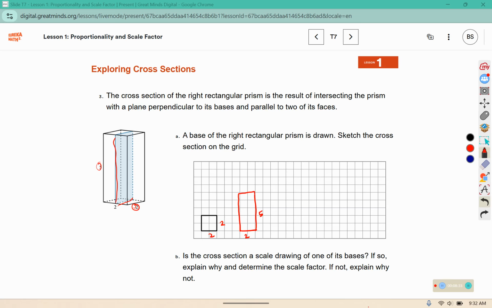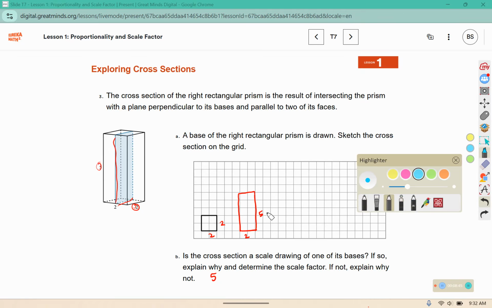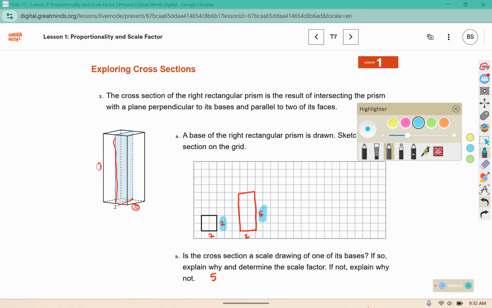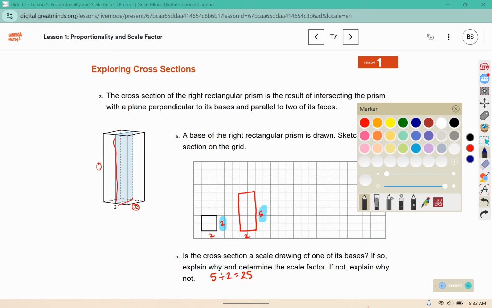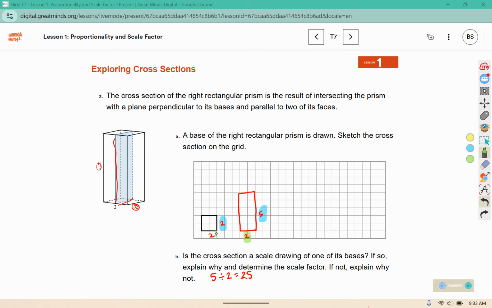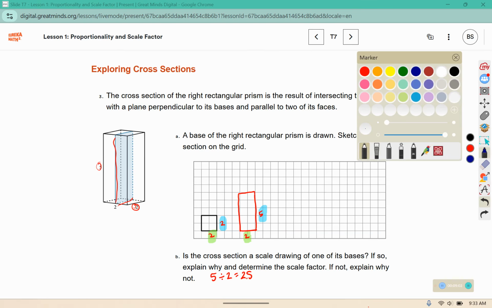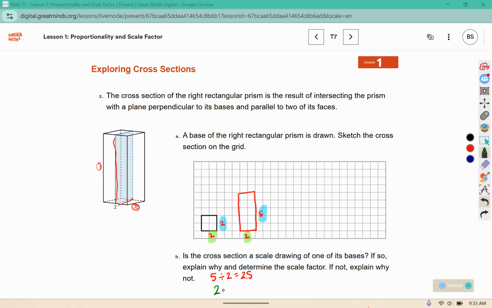Is the cross-section a scale drawing of one of its bases? If so, explain why and determine the scale factor. If not, explain why not. Well, these side lengths here, five divided by 2 would be 2.5. And then these here, 2 divided by 2 would be 1.